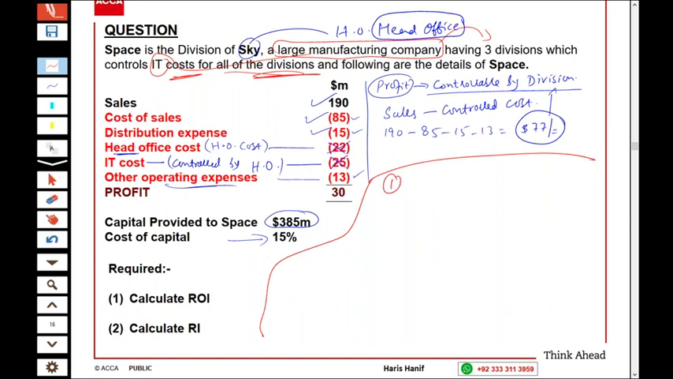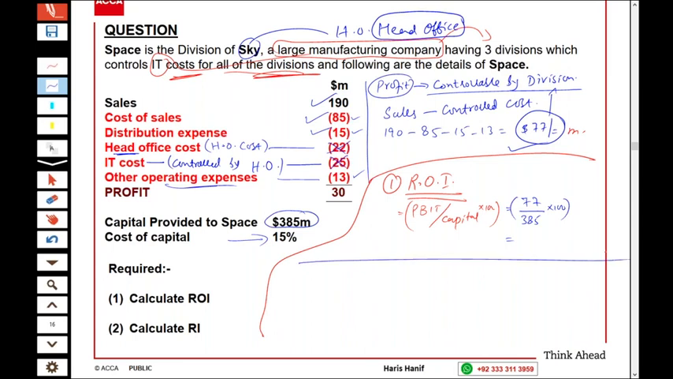So simply calculate number 1, ROI, and this is 77 million. ROI is calculated as PBIT upon capital multiplied by 100. What is PBIT? 77. Capital 385 multiplied by 100. 77 upon 385, that is 20%.